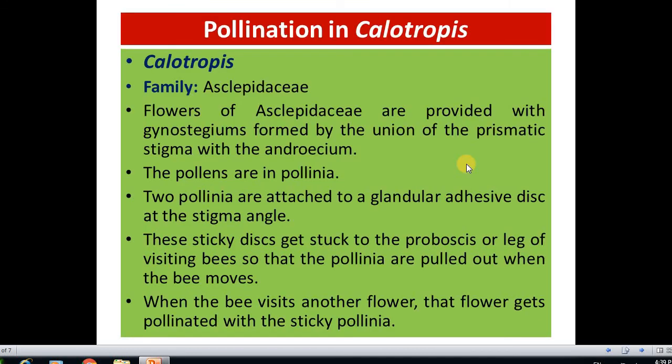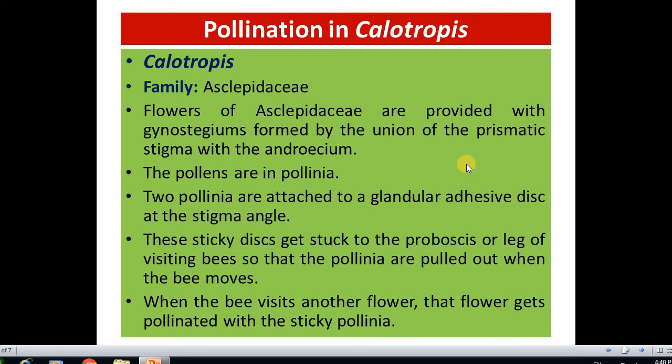Now come to the next slide, in which we are going to discuss pollination in Calotropis. We know that the Calotropis plant is of family Asclepiadaceae, and the flowers of Asclepiadaceae are provided with gynostegium, formed by the union of the prismatic stigma with the androecium. Actually, the gynostegium is the part produced by the union of stamens and carpels. All the parts are together and form a disc-like structure.